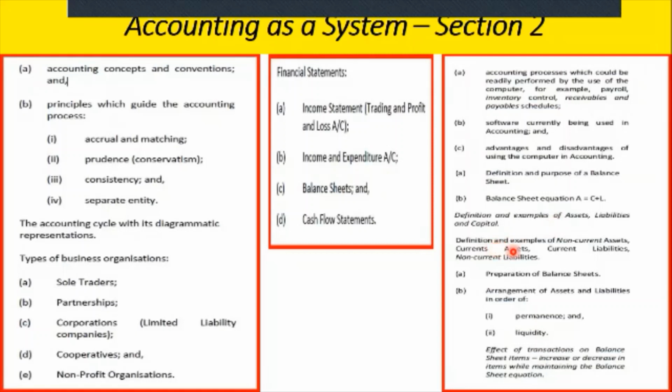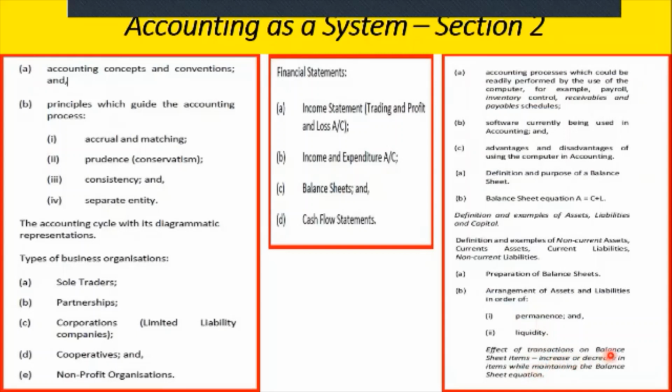All right, definition and examples of non-current assets, current liabilities, non-current liabilities, okay? We know what these are from our classified balance sheet, and we need to know how to prepare a simple balance sheet here, with arrangements of the liabilities and assets in order of permanence and liquidity. Okay. And permanence means the one with the longer life in the business comes at the top, if you're doing it in descending order; ascending order is the other way around. Liquidity is how quickly or easily it could turn into cash, right?